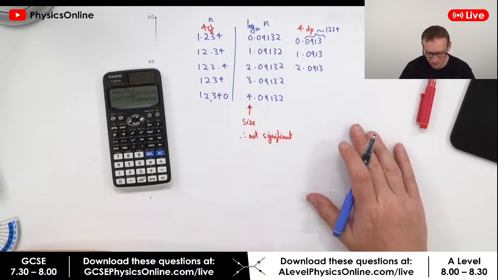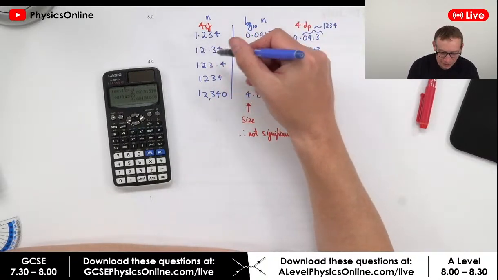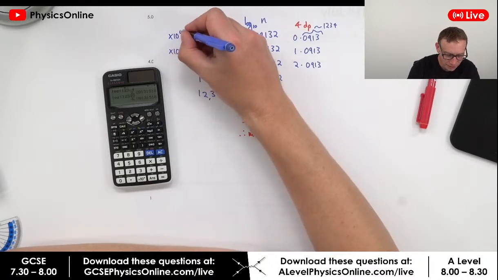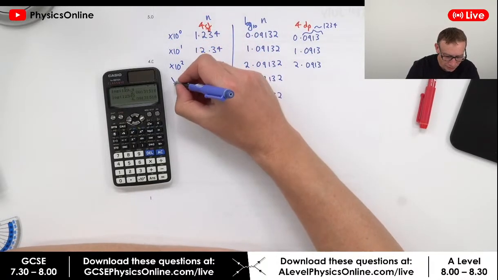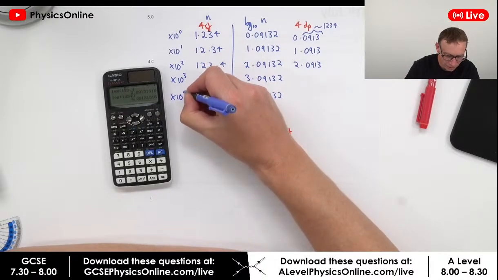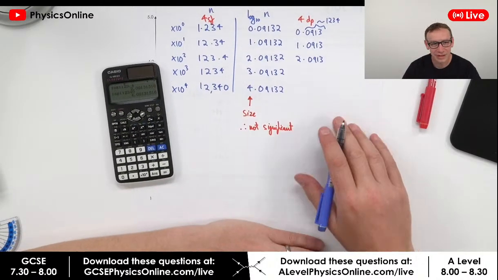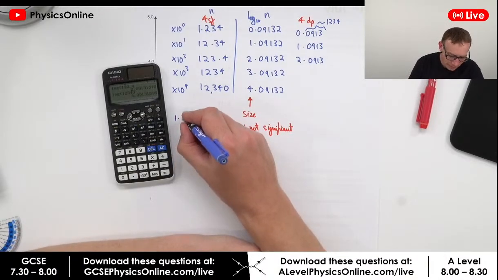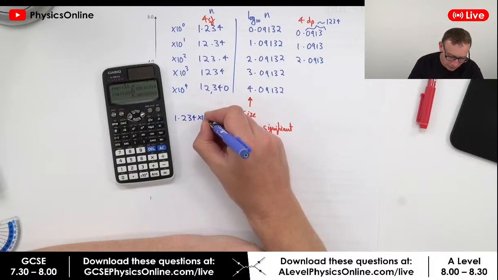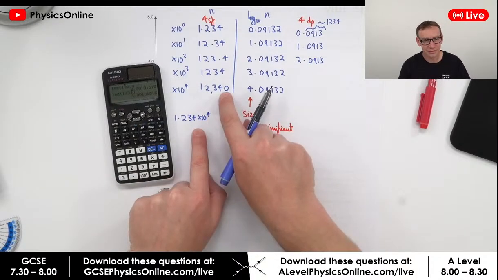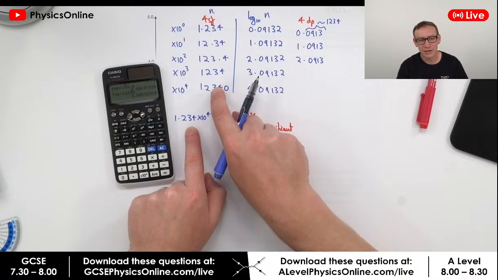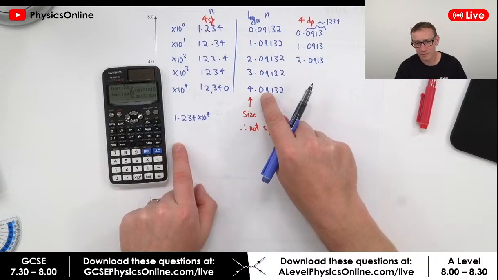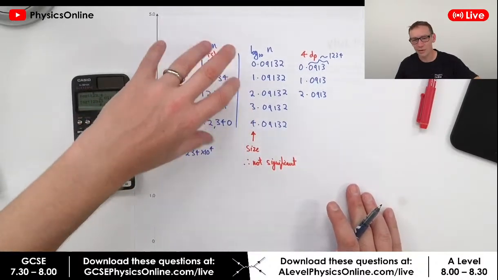Because, as somebody said, this is basically something times 10 to the 1, times 10 to the 0, times 10 to the 2, times 10 to the 3, and times 10 to the 4. So this thing here is basically 1.234 times 10 to the 4. Does that make sense? When you take the log of it, the 4 comes down in front to be like the 4.0913. So n is just like a random number.